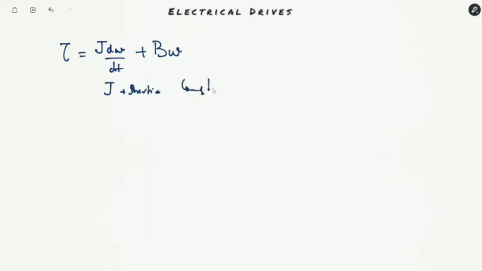and b represents the viscous friction coefficient. There are actually three different types of friction coefficients. We are only assuming one type of friction coefficient, that is the viscous friction coefficient.